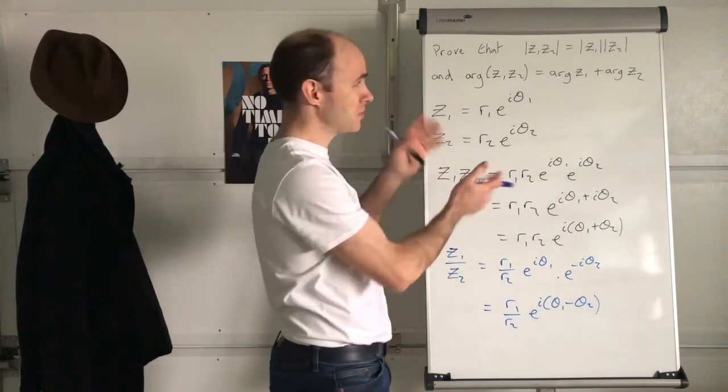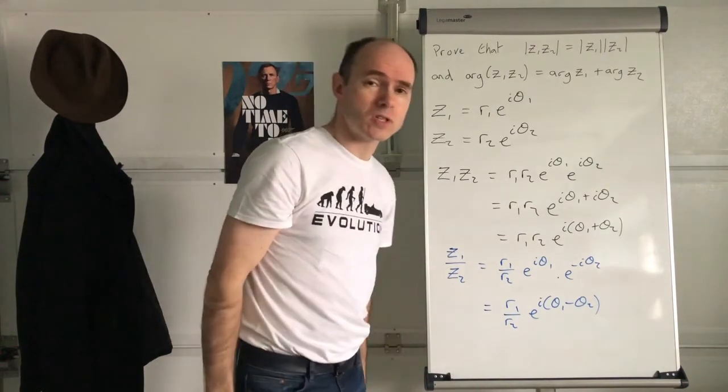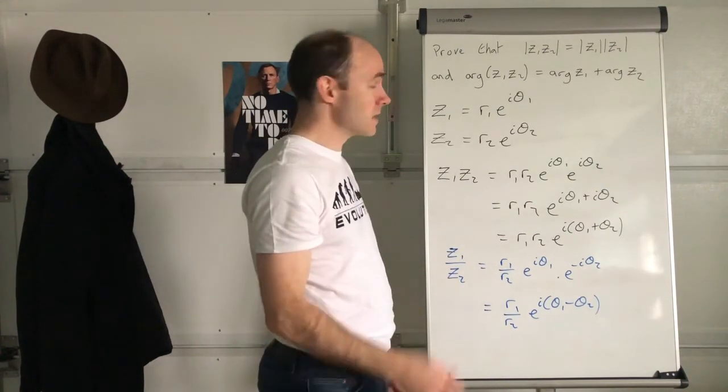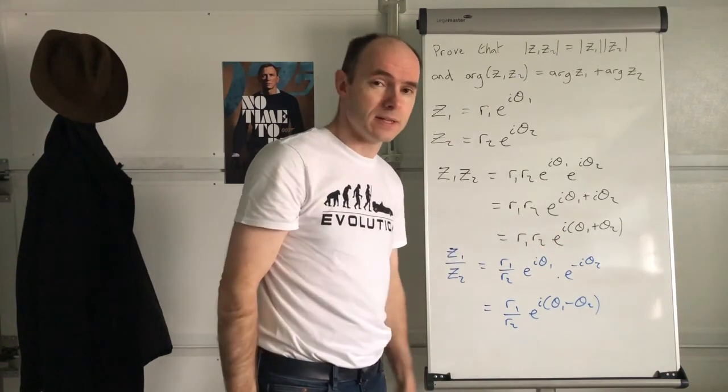Okay, but it's a lovely proof demonstration that when you multiply two complex numbers together, you multiply the moduli and add the arguments. Okay, and when you divide two complex numbers, you subtract the arguments and divide the moduli.